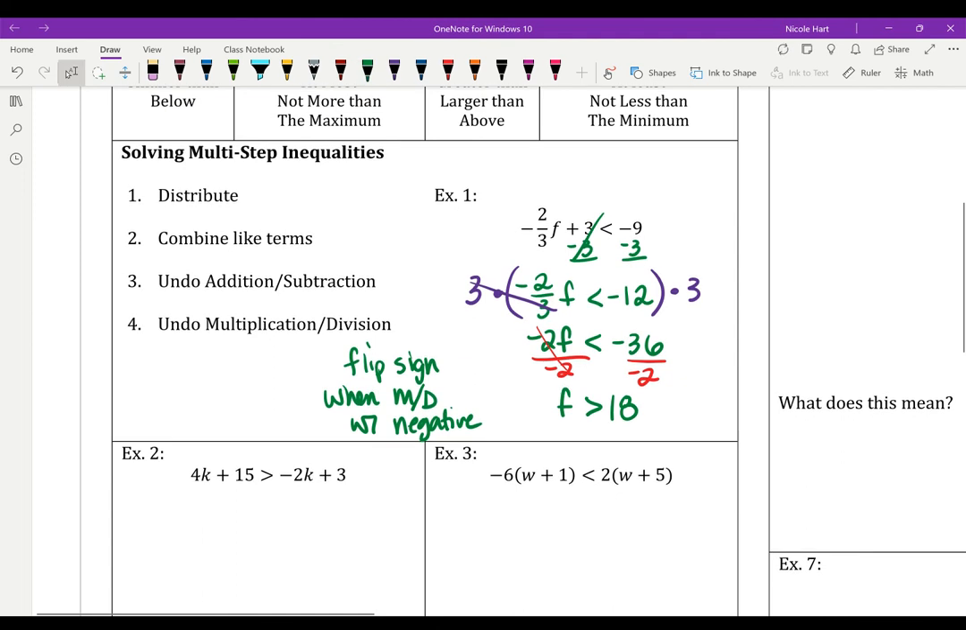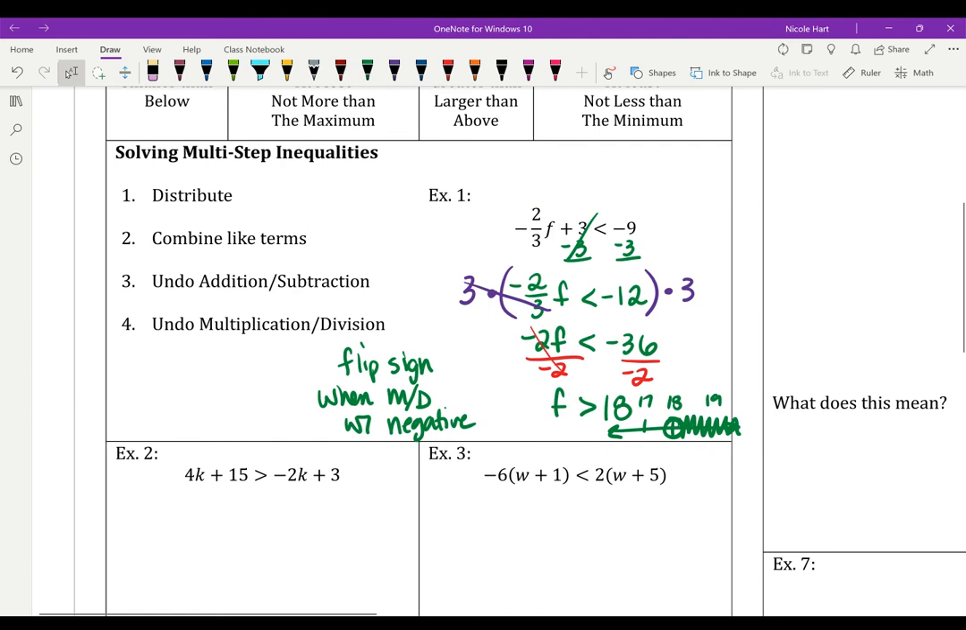If we were to graph this, 17, 18, 19, f is greater than 18, but this is not greater than or equal to, so it's going to be an open dot, and we will fill it in to the right-hand side.